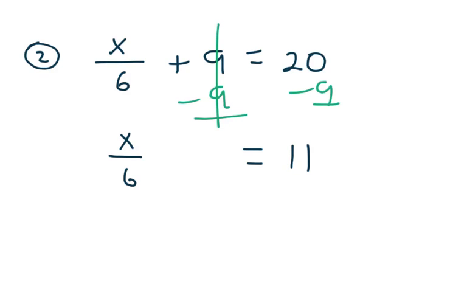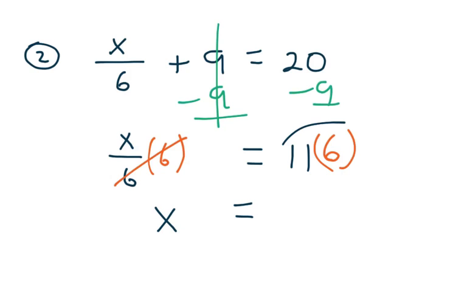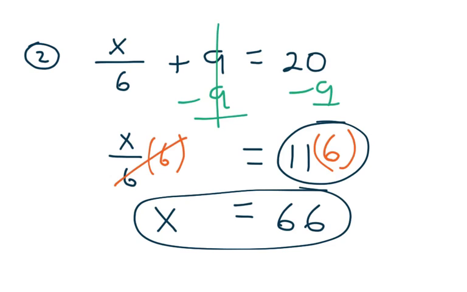Now, does everyone agree over here I have x over 6, and that really means x divided by 6. And how do I get rid of a divide? I multiply by 6. So notice how I'm multiplying both sides by 6. Because 6 divided by 6 is 1, that means x is left over equal to, and 11 times 6 is simply 66. Pause the video if you need to take notes.